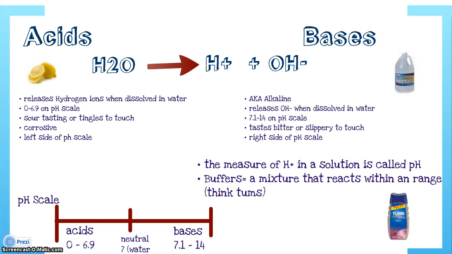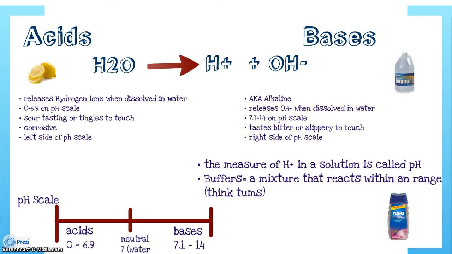Buffers are a mixture that reacts to bring an acid or base back to a certain range. Meaning if you have an upset stomach, normally people tell you take some Tums, take an antacid. Well, it's because your stomach is too acidic, so you're taking that Tums or that buffer, which is basic, to bring your stomach acids back to the proper level.